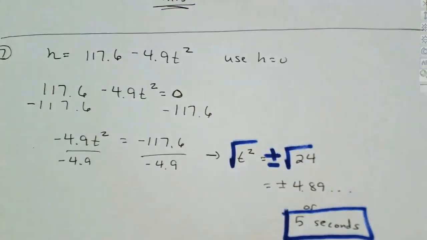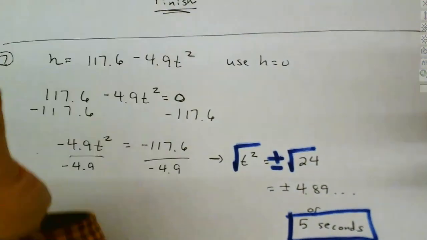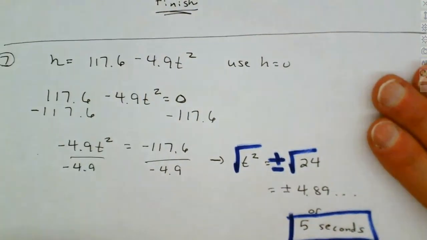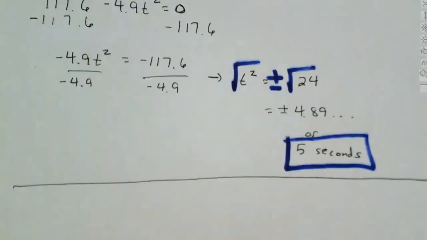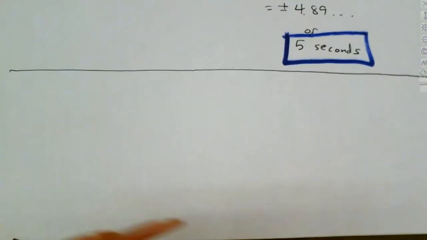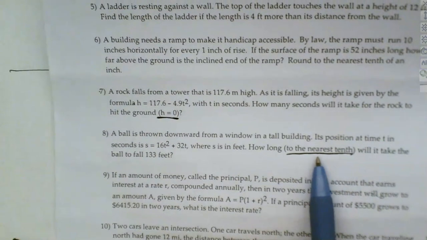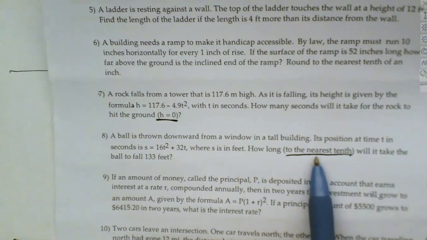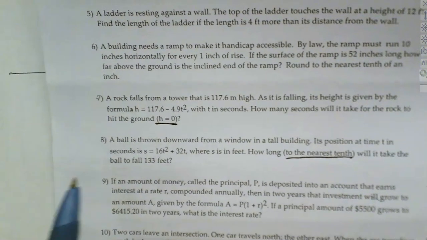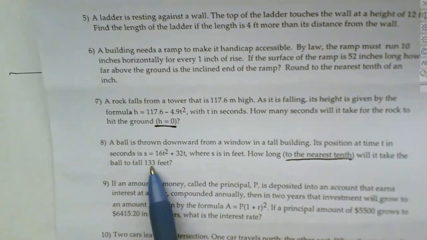We also asked about question 8. And 7 and 8 are very similar to each other, a little bit different, though. Question 8. Pretty much the same, but we want it to the nearest what? 10th. And we want it to reach 133 feet.